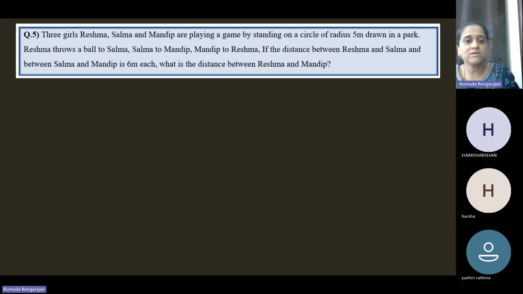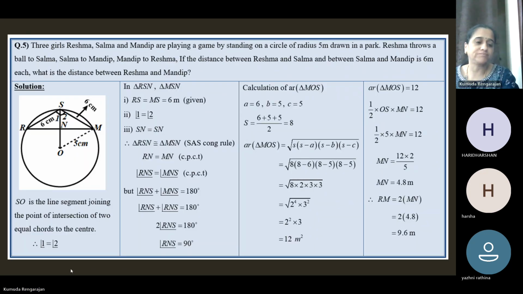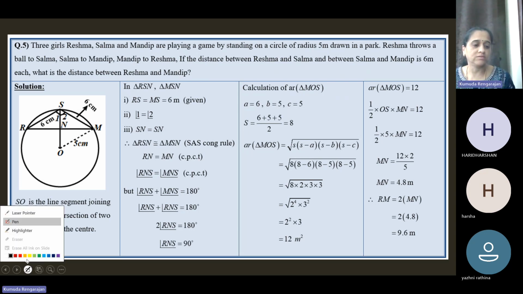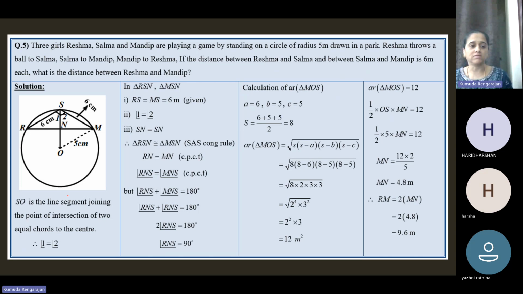3 girls, Reshma, Salma, and Mandeep, are playing a game by standing on a circle of radius 5 meters drawn in a park. So you can see the figure here. This is a circular park. R for Reshma, S for Salma, and M for Mandeep. So these 3 girls are standing on a circle of radius 5 meters, not centimeters.